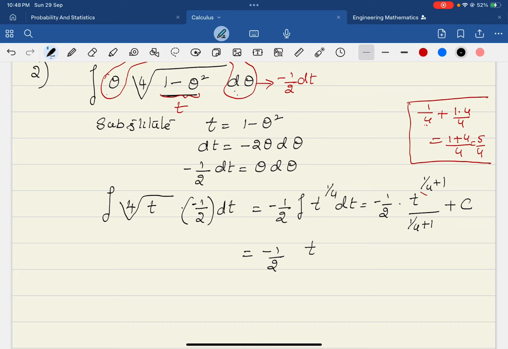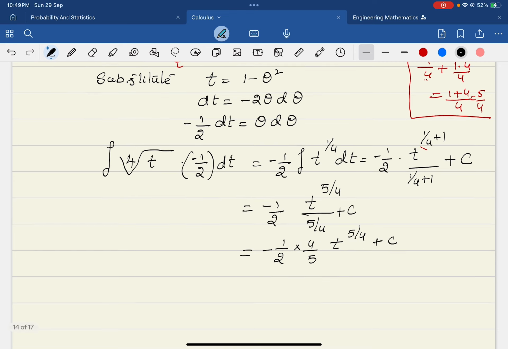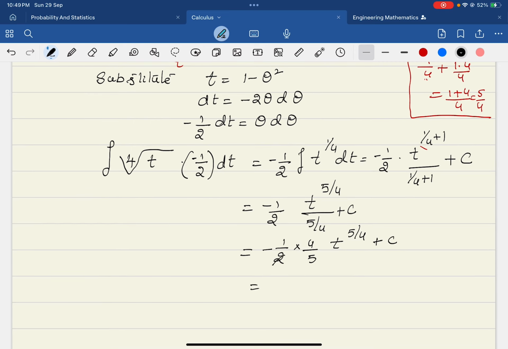So let us now rewrite here t to the power of 5 by 4 over 5 by 4 plus the constant. When there is a fraction in the denominator, we have to flip it, correct? So it is 4 by 5 times t to the power of 5 by 4 plus the constant. Now 2 gets cancelled here 2 times. So it is minus 2 by 5 times, now what is t? T is 1 minus theta square to the power of 5 by 4 plus the constant.